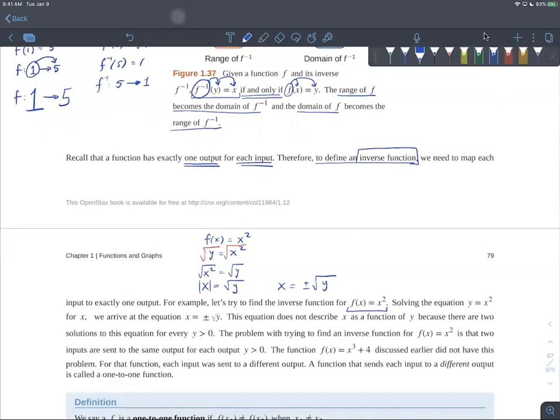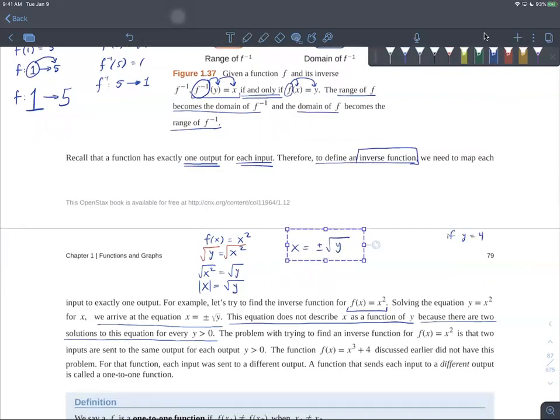And so we arrive at this equation. And now it says this equation does not describe x as a function of y because there are two solutions to this equation for every y larger than 0. So let's go ahead and take a look at this. If y is equal to 4, then is this equation here describing x as a function of y?